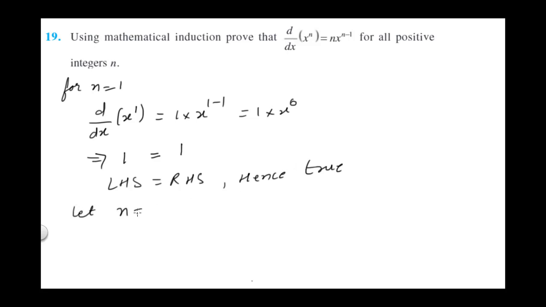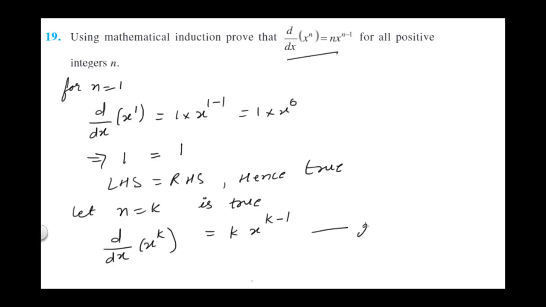Let n equal to k be true. Correct. So we'll assume that this expression is true for n equals k. So what we are going to get? d by dx of x to the power k equals k into x to the power k minus 1. Now let us call this the second equation. Earlier was the first equation. Now I am going to prove it for k plus 1 using this value of x to the power k. Let us do that on a separate sheet. So we'll write d by dx of x to the power k plus 1. Clear? That can be written as d by dx of x to the power k into x.